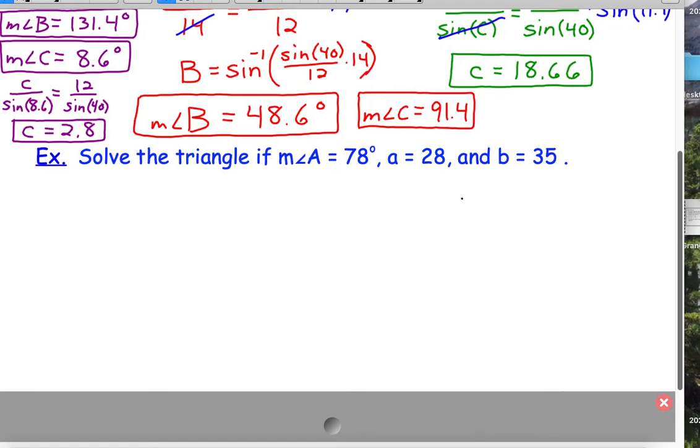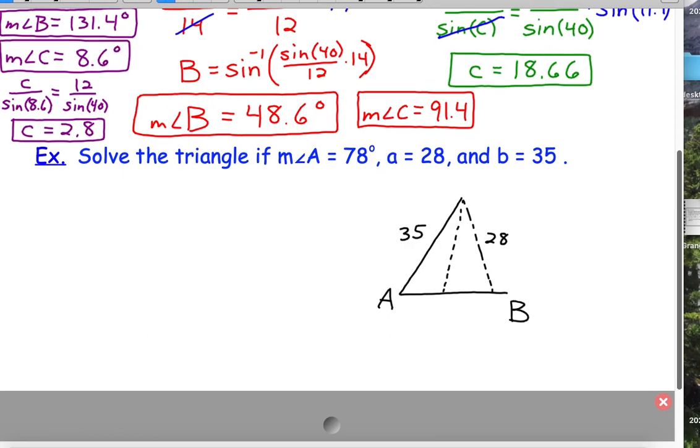All right, the measure of angle A is 78 degrees. Here's angle A. And B is somewhere down here. I'm not sure exactly where. But I know side B is 35. And side A is 28. So I don't know if it goes this way or if it goes this way. So this is an ambiguous case because they're giving me an angle and then a side and then a side. So the first thing I need to do is figure out, well, what is the shortest distance down to side AB? Let's figure out that height.